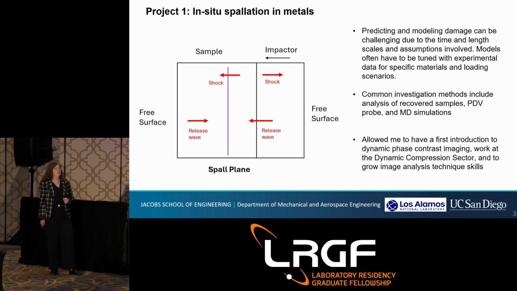Models often have to be tuned with experimental data for specific materials and loading scenarios. So if you have one type of microstructure, it's not necessarily going to behave the same way under these conditions as a different type. Common investigation methods have included taking recovered samples from experiments, and also using PDV laser probes or MD simulations.